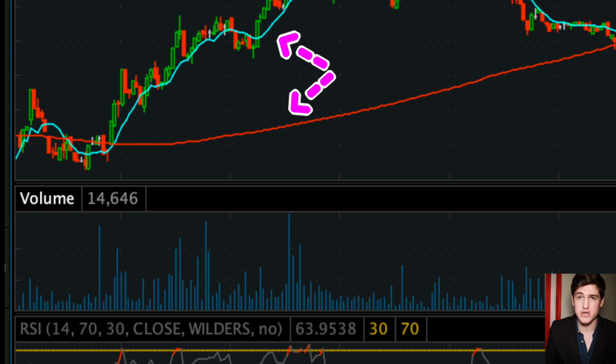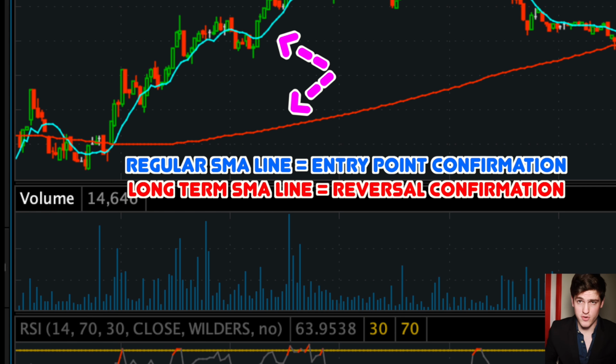The red one is the long-term SMA. That's the one that we use for figuring out what direction the overall stock is pointing, as well as confirming reversals of direction. Both are SMA lines and both offer different types of confirmation. Our regular SMA line offers entry point confirmation, and our long-term SMA line offers reversal confirmation.